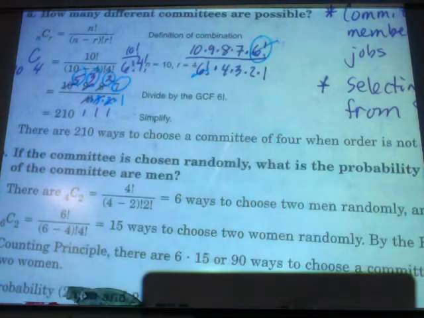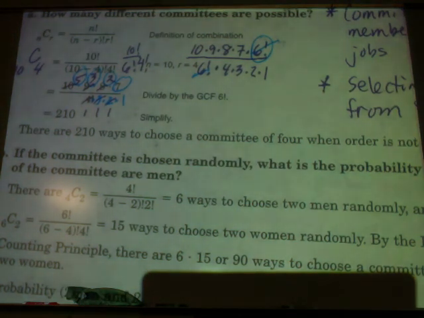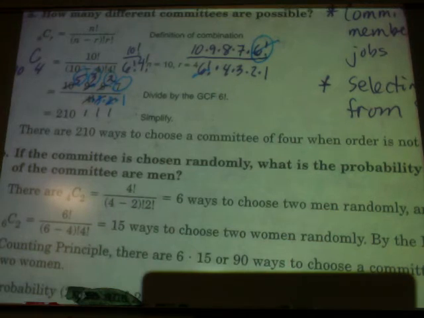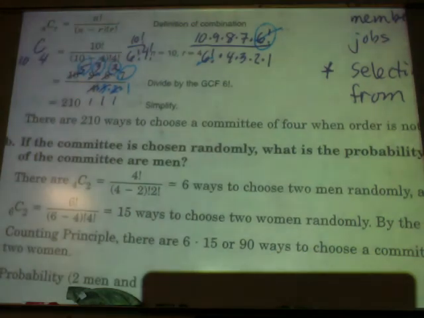Don't forget the 7. 5 times 3 is 15. 2 times 7 is 14. 15 times 14 is 210. So these are a little bit more work. Just leave that. All right, so then let's look at part B.